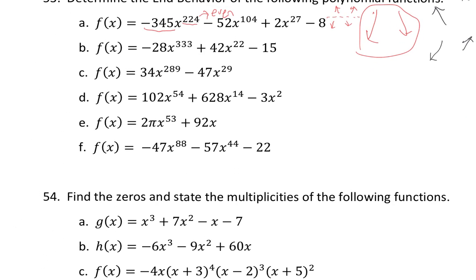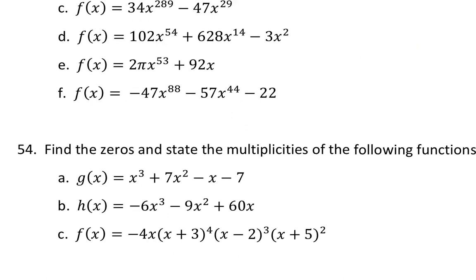Going back to this next one. For this one, you can have two arrows going down. You could say it's falling to the left, falling to the right, or as x goes to negative infinity, f of x goes to negative infinity, and as x goes to positive infinity, f of x also goes to negative infinity. So there's that one. I'm going to pause and erase, and go to the next one.